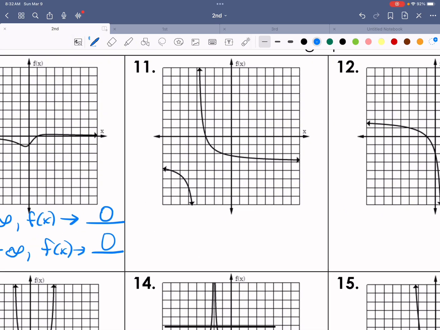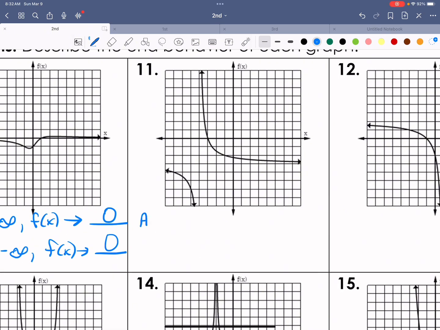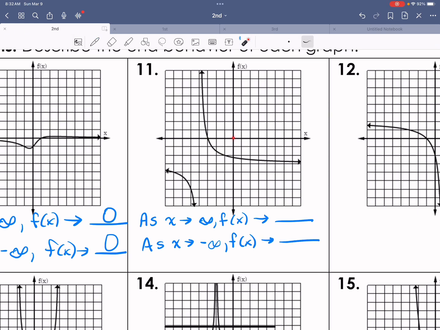Okay, let's look at number 11. And let's get it ready again. As x approaches infinity, f of x approaches blank. And as x approaches negative infinity, f of x approaches blank. So let's see what happens. As x approaches positive infinity, what happens to your graph here? It's going to approach this line down here, but it's never going to quite cross it. So what is that line? 1, 2, 3. So it approaches negative 3.